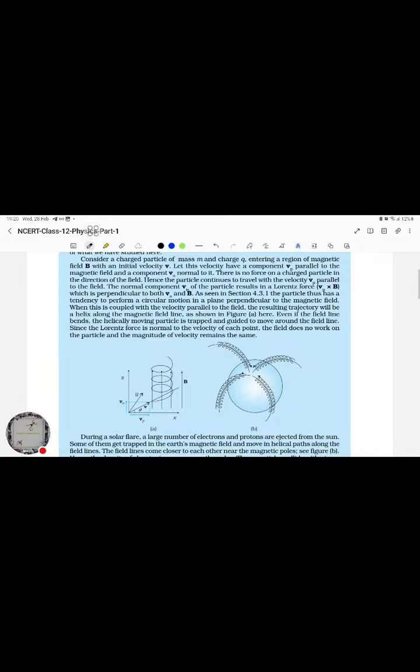As seen in figure 4.3.1, the particle thus has a tendency to perform a circular motion in a plane perpendicular to the magnetic field. When this is coupled with the parallel velocity, then we obtain a helical trajectory as shown in figure A here. Even if the field line bends, the helically moving particle is trapped and guided to move around the field line.